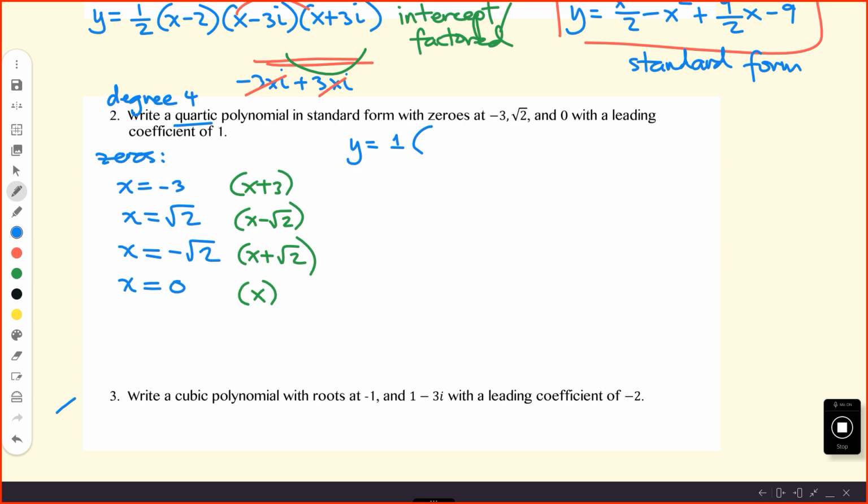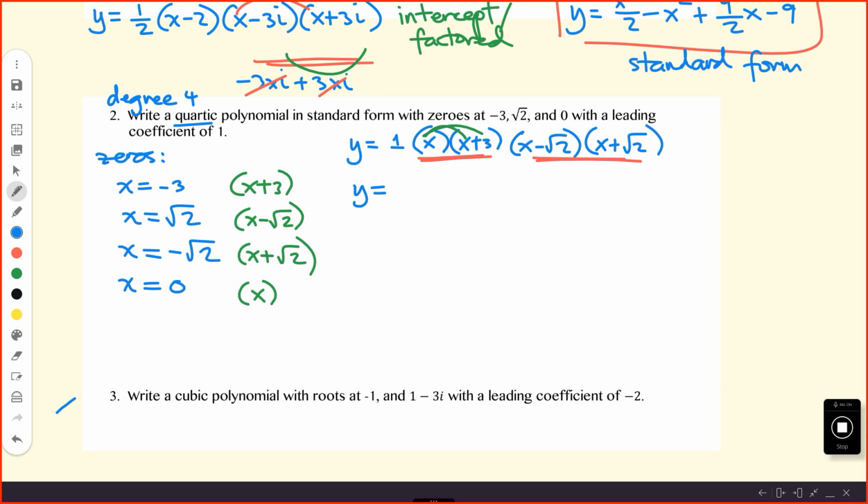All right, so that's x times x plus 3, and then x minus square root of 2, and x plus square root of 2. So you should have 4 factors because it's a quartic polynomial. Question? Okay. Now, since we have 4, what we can do is multiply the first 2, and then multiply the last 2, right? So this is just y equals, if I multiply x times x plus 3, you just have to distribute the x to x plus 3.